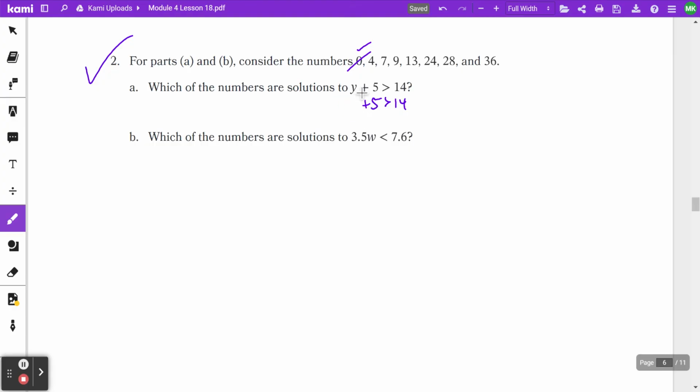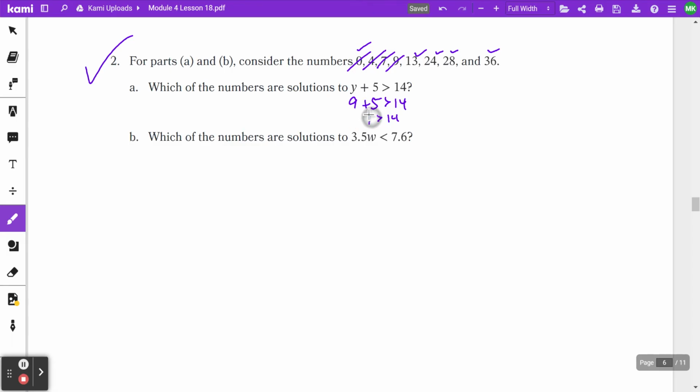Then you try the next one. The next value is a 4. If you add those, you get 9. 9 is not greater than 14, so that's out. You keep on going until you find the ones that actually work. Here's a 7. That gives you 12, which is also not greater than 14. So 7 is out. The next value is a 9. Well, 9 plus 5 is 14. Is 14 greater than 14? No, it's not greater than. It's equal to it, but it's not greater than. So that one's out also. The other ones will actually work.